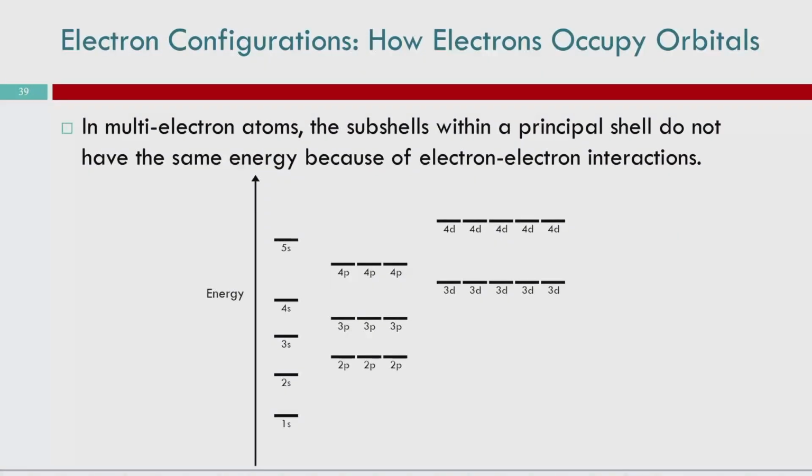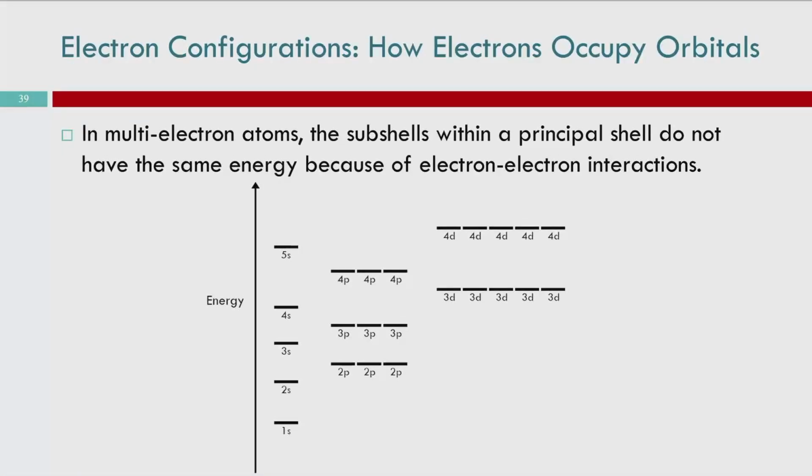We're just going to take a sneak peek at what's coming next. So in multi-electron atoms, anything that's past hydrogen, the subshells within the principal shell, so our different letters, right? That's what we mean by subshells. We're referring to letters. Those subshells within a principal shell, an n number, do not have the same energy because of the way that the electrons interact.